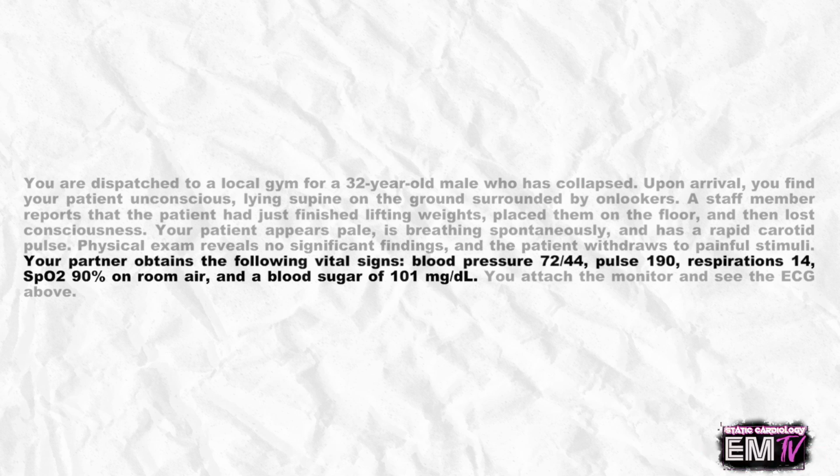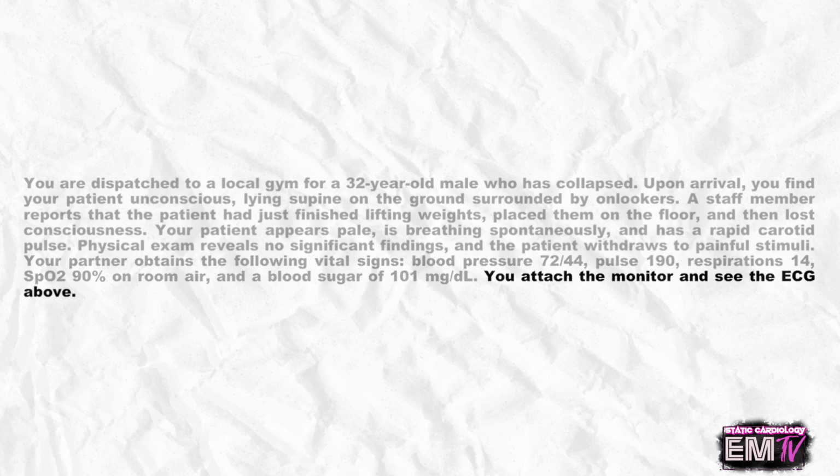Your partner obtains the following vital signs: blood pressure 72/44, pulse 190, respirations 14, SpO2 90% on room air, and a blood sugar of 101. You attach the monitor and see the ECG above.